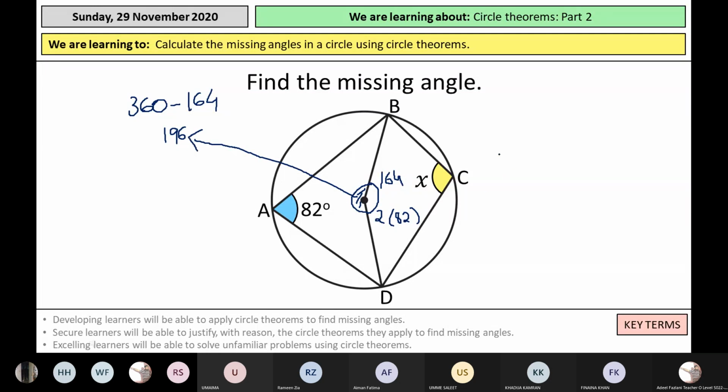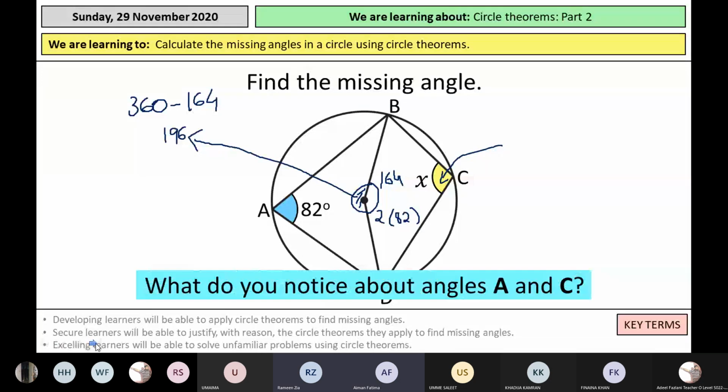So again, angle at the center is twice the angle at the circumference. So this is going to be divided by 2. What is the final answer? 196 divided by 2, 98. That's the reason it's 98. Now you got it. Yes, sir.